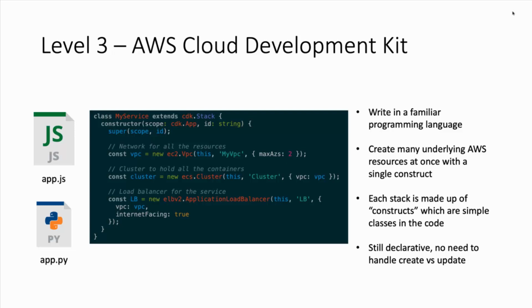I don't have to write logic to check to see if there's a VPC. All I do is say new EC2 VPC, and the VPC will be created if it does not exist, or it'll be updated if it does exist.